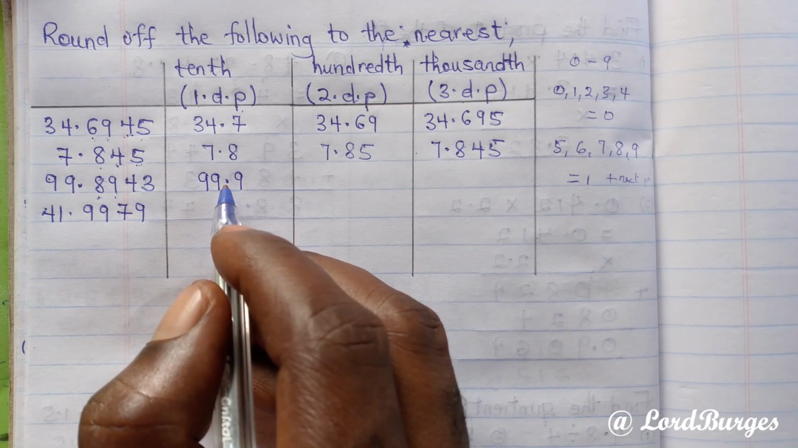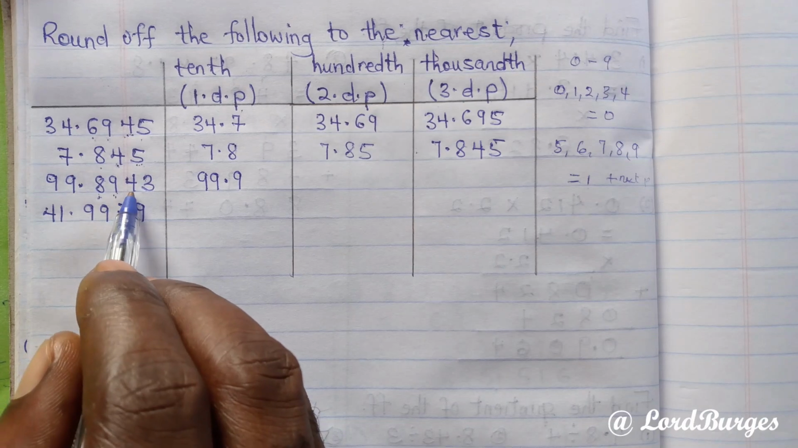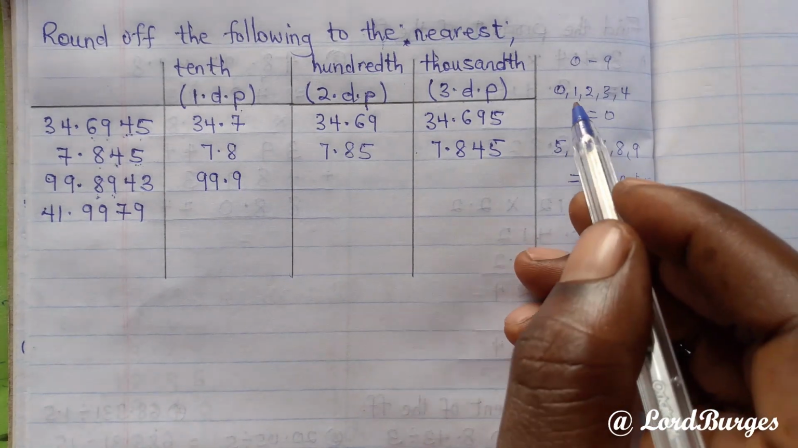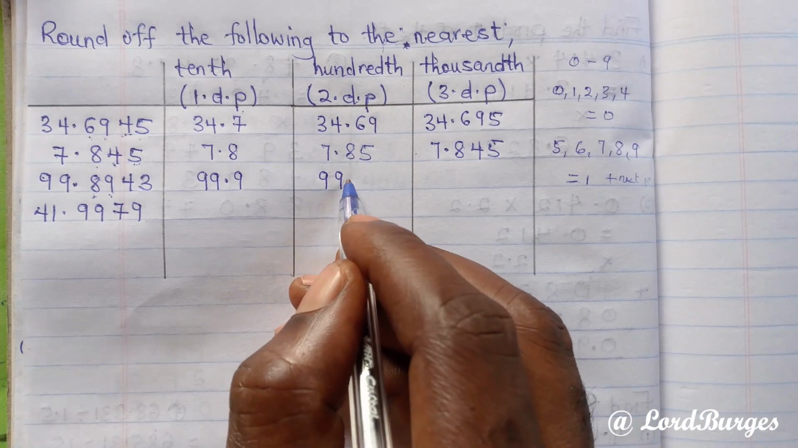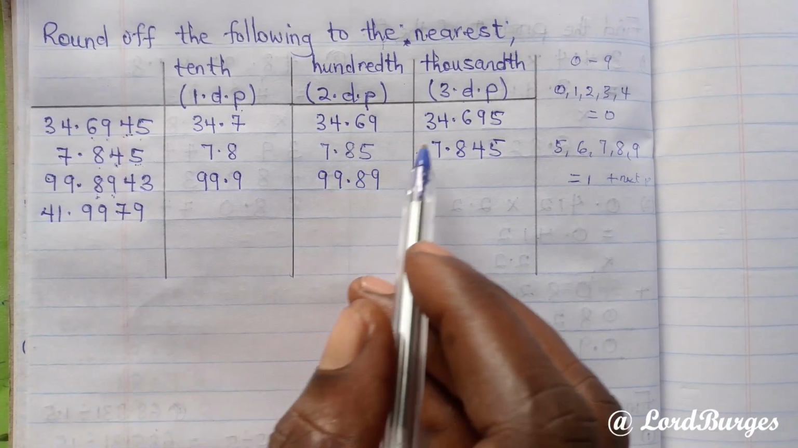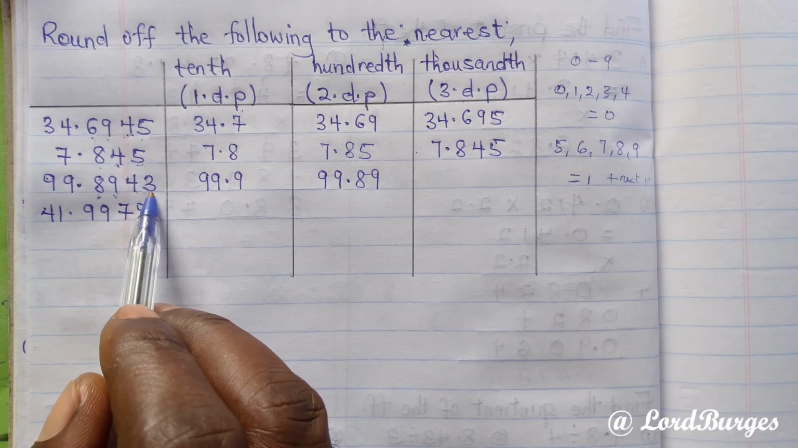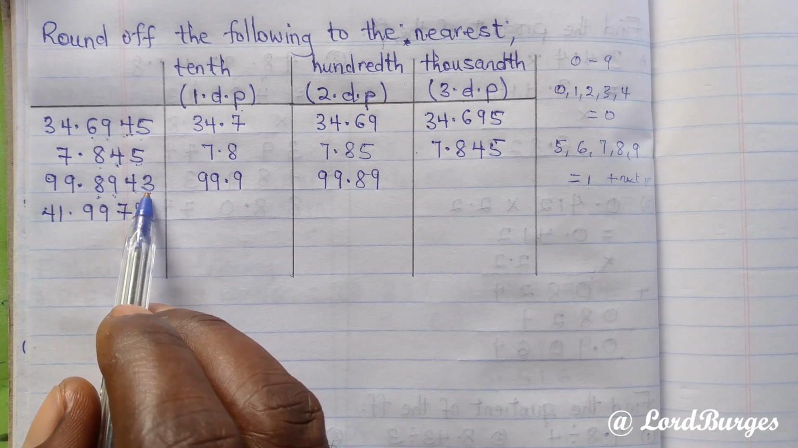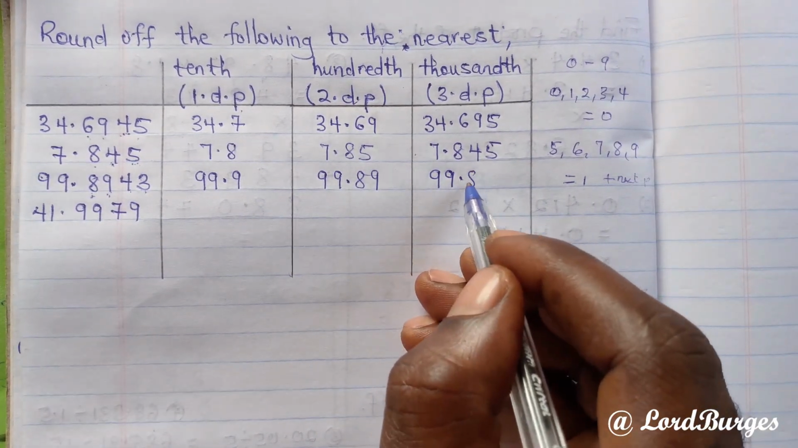That is 1 decimal. 2 decimal places: 1, 2. Looking at the 4. The 4 becomes 0 because it's at the lower side. So I should be having 99.89. 3 decimal places: 1, 2, 3. Looking at the 3. 3 becomes 0. So at the end, I should be having 99.894.